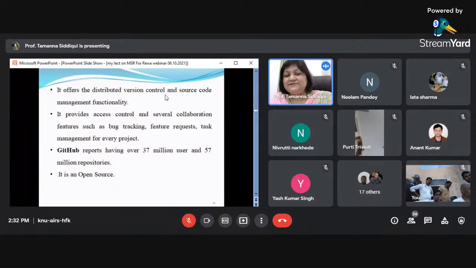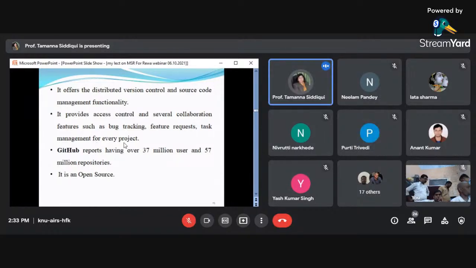It offers distributed version control and source code management functionality. It provides access control and several collaboration features such as bug tracking, feature requests, and task management for every project. It reports having over 37 million users and 57 million repositories, and it is open source software.